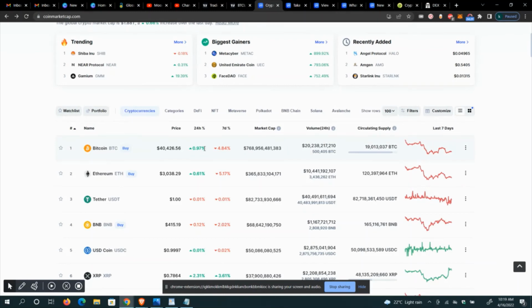BTC has only gone up 0.96% in the past 24 hours. In 7 days, BTC has been down by 4%. The fully diluted market cap, the market cap of BTC so far is about 768 billion. Let me just leave it there. And the volume that has been traded on Bitcoin in the past 24 hours is about 20 billion. So this is how you read a coin and a coin's market cap.